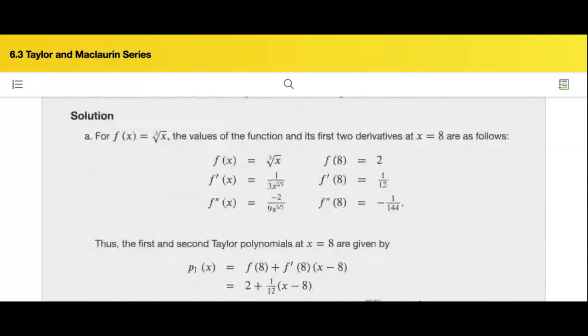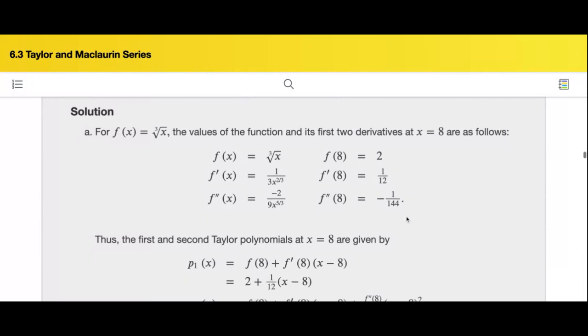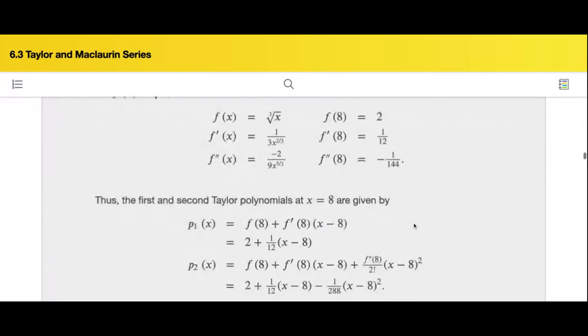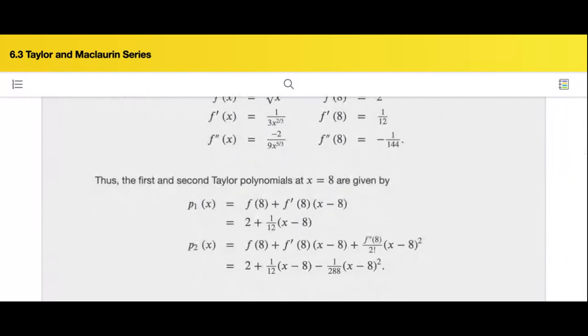So when you take derivatives of this function, the first derivative will be 1 over 3x raised to the 2/3 power. Then we evaluate at the center. The function value at a is 2. The first derivative at a is 1 over 12. The second derivative at a is negative 1 over 144, and so on and so forth. But we only care about finding the first order approximation and the second order approximation. So we only need the first order derivative and second order derivative.